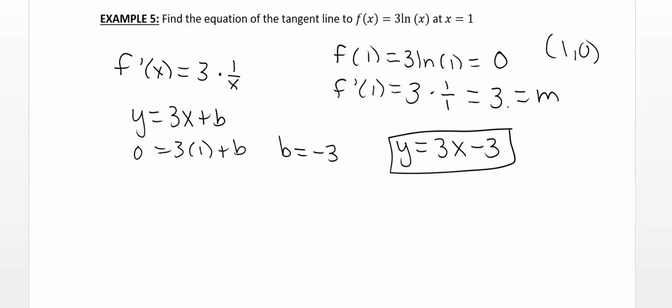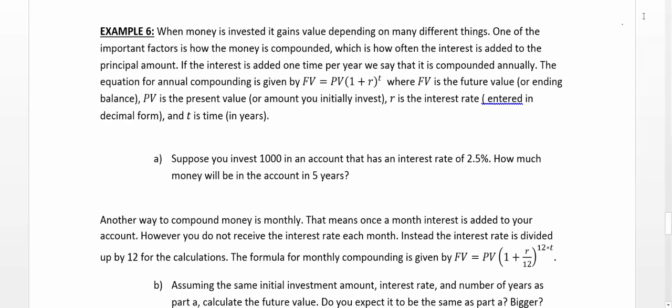Let's look at a more applied problem of how these derivatives of natural logs and exponentials might come up. Example 6. When money is invested, it gains value depending on a lot of different things. One of the important factors is how money is compounded, which is how often the interest is added to the principal amount. If the interest is added one time per year, we say that it's compounded annually.